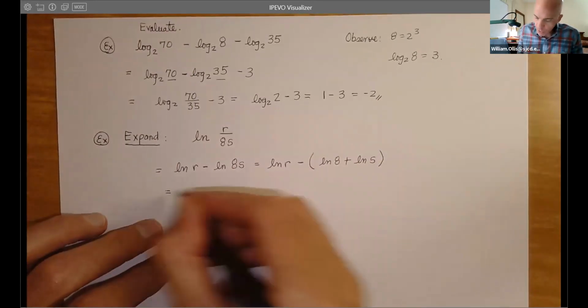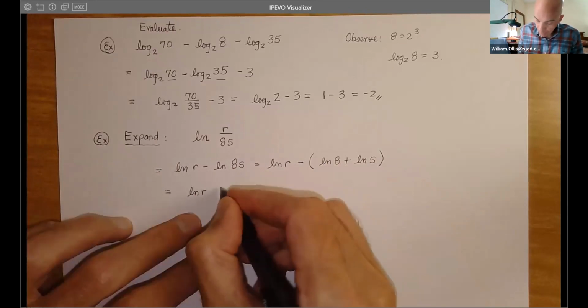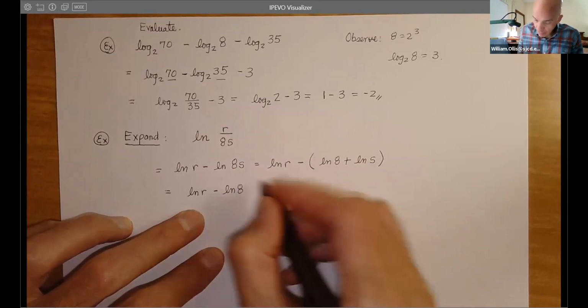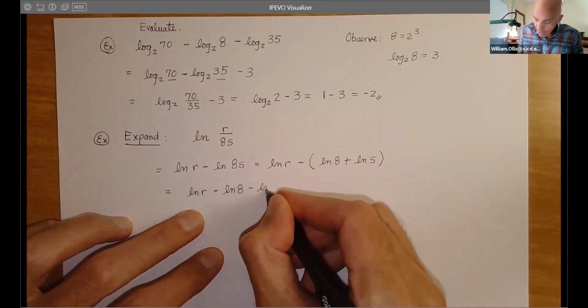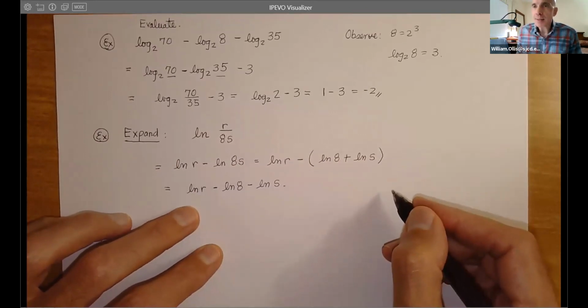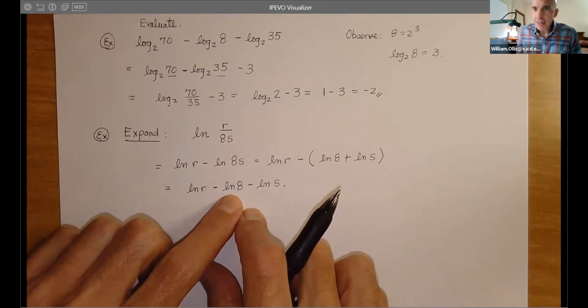And so now we just distribute the negative. So we have the natural log of R minus the natural log of 8 minus the natural log of S. So think of this as a symbolic calculation. Again, the natural log of 8 is a number, but it's not a nice number.